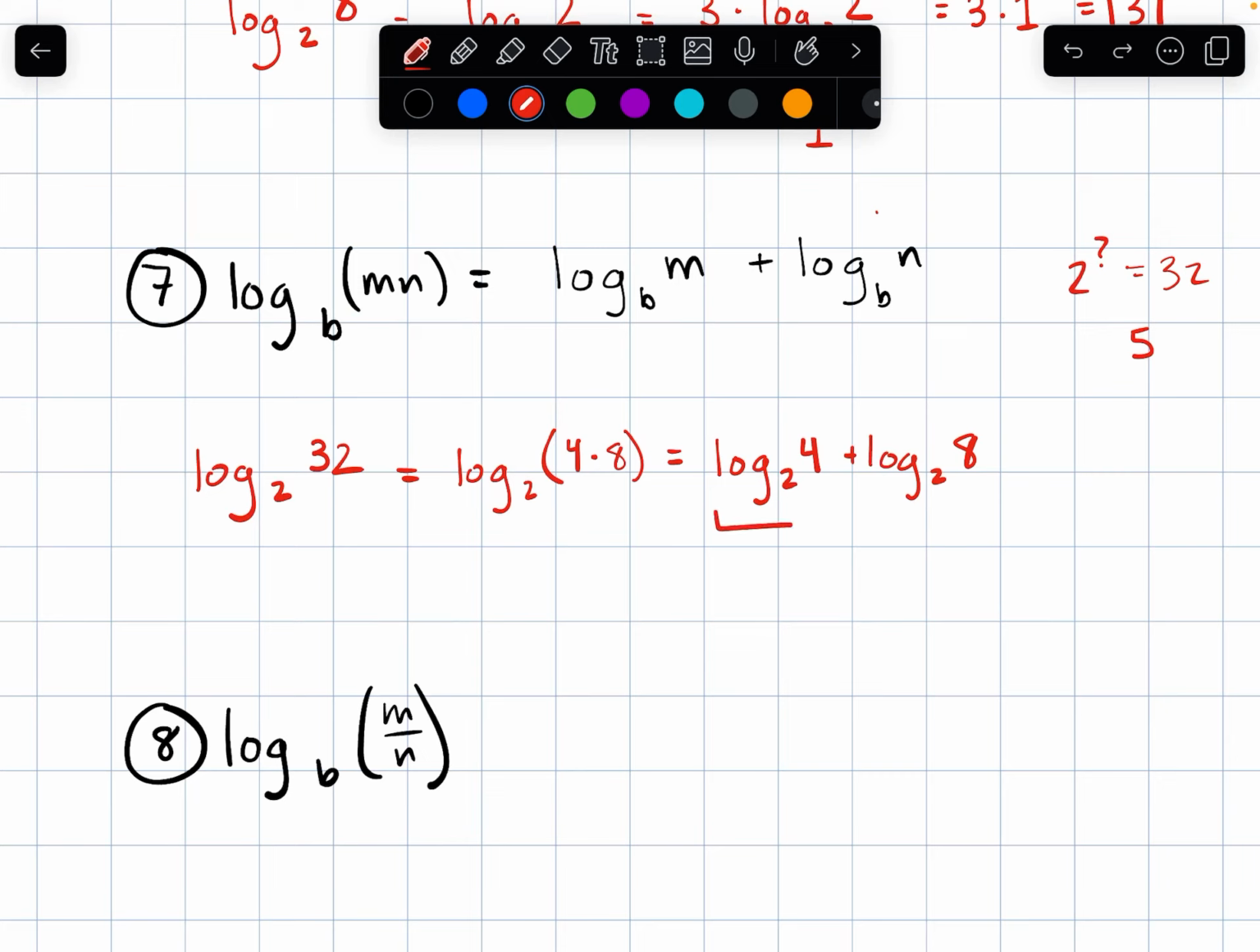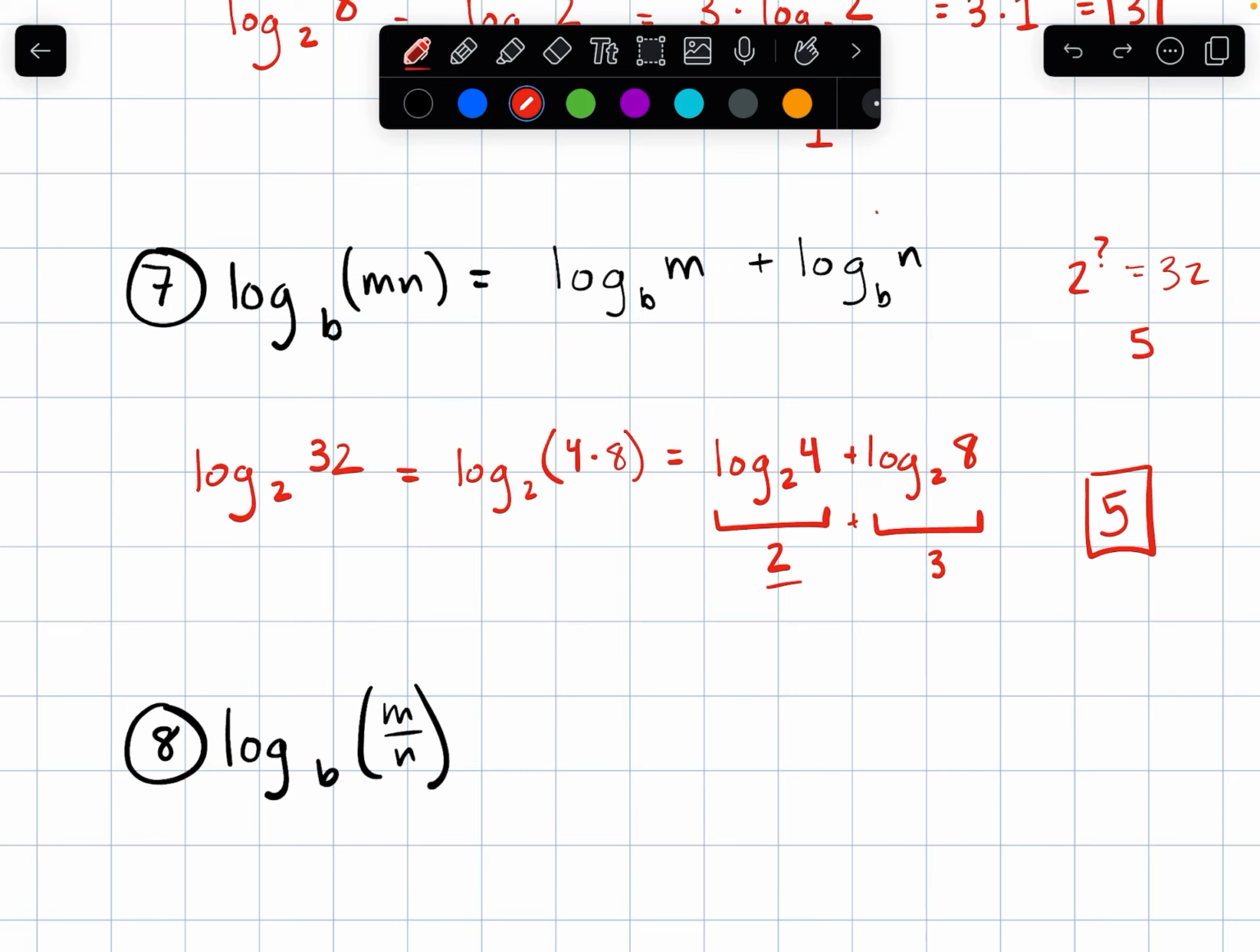And if I evaluate these, we know that log base 2 of 4 is 2, because 2 squared is 4. We still got that plus. Log base 2 of 8 is 3, because 2 to the third is 8, and 2 plus 3, of course, is 5. All right, so if I add these together, 2 plus 3 is 5.